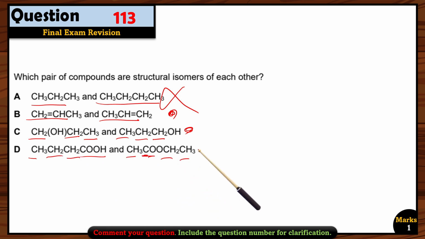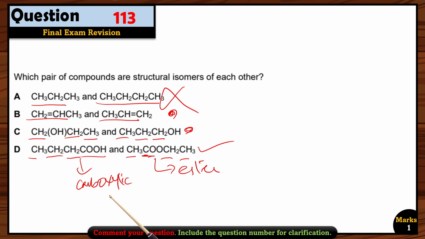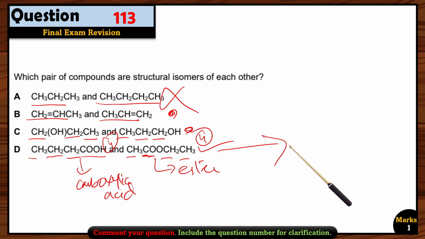Okay, so now this one is an ester and this one is a carboxylic acid, right? And I have already told you the two functional groups. There are two different homologous series, but if their number of carbons is the same, then they can be structural isomers of each other. And we have 4 carbons in this one and also 4 carbons in this one. So this option is the best option.